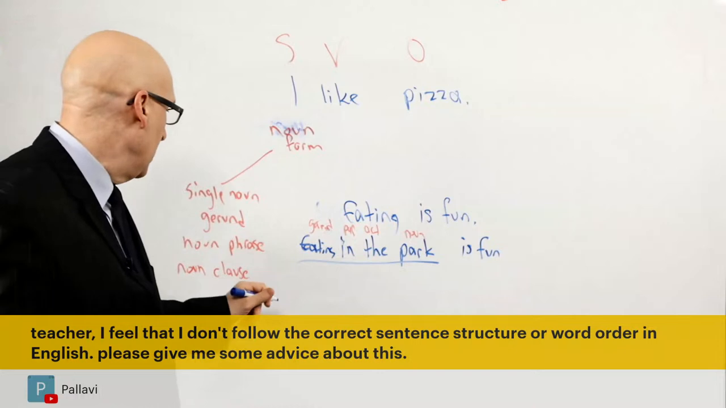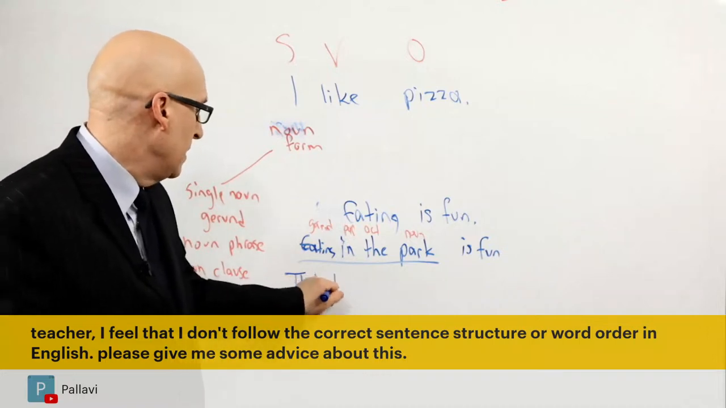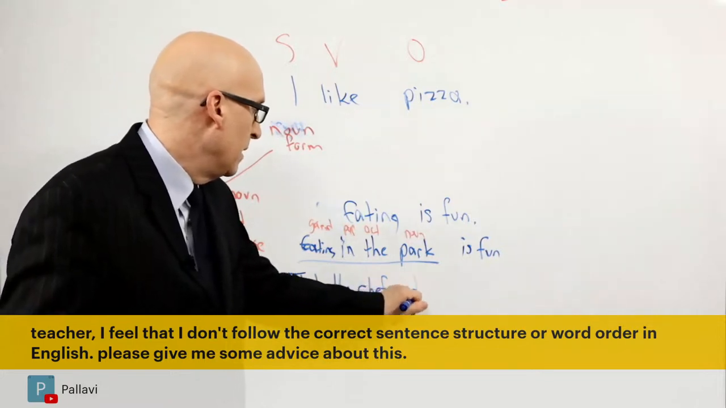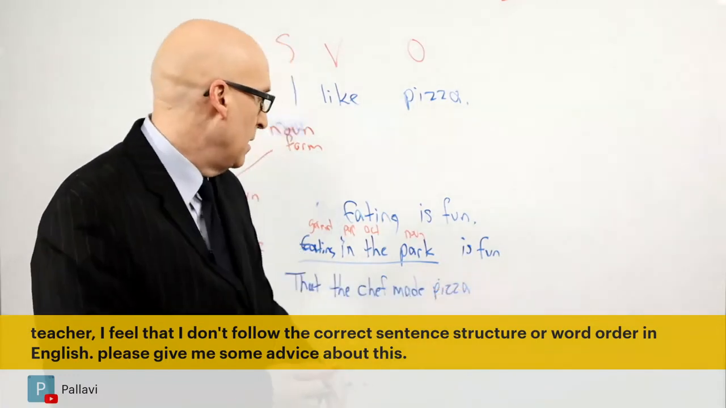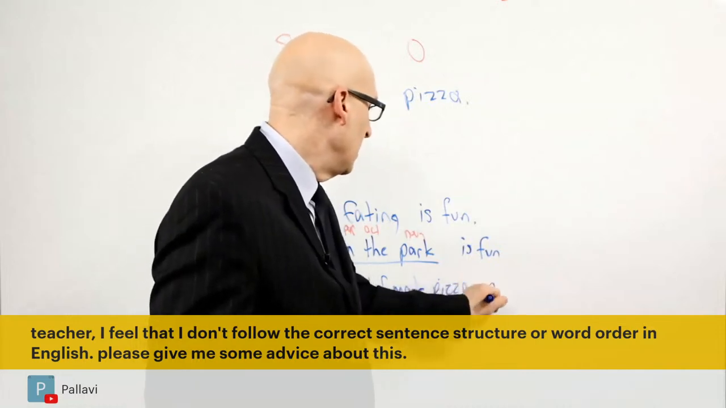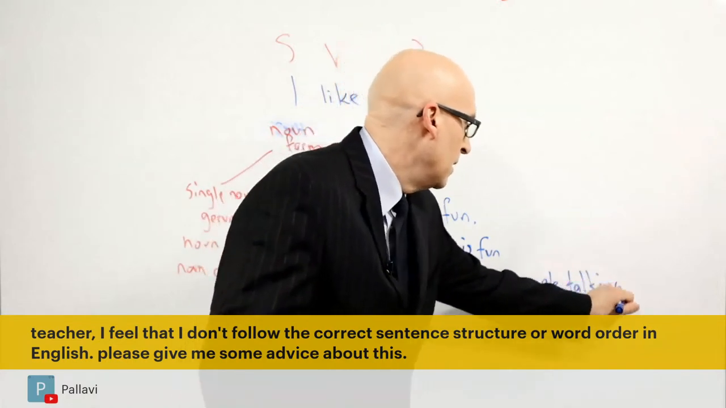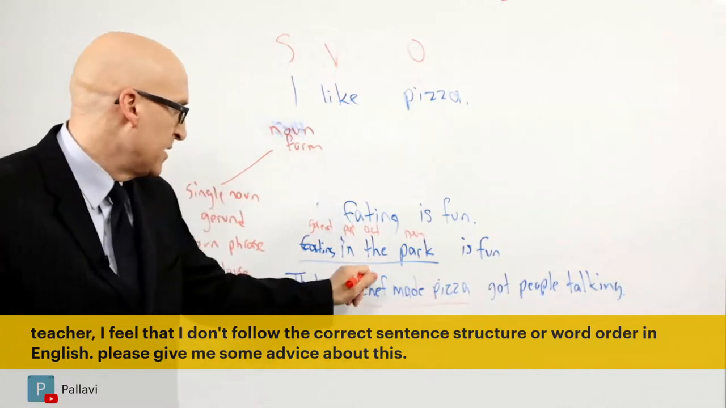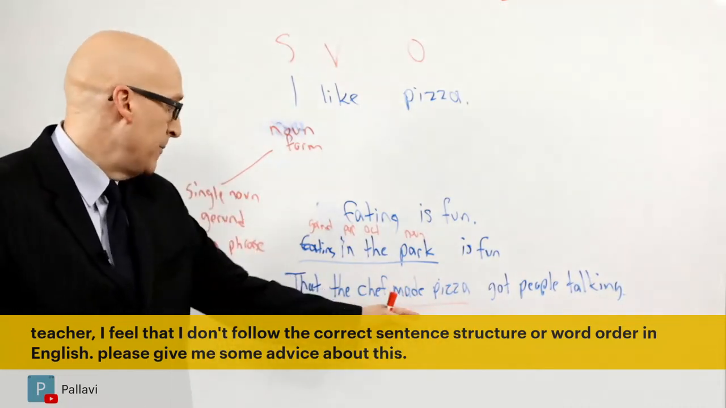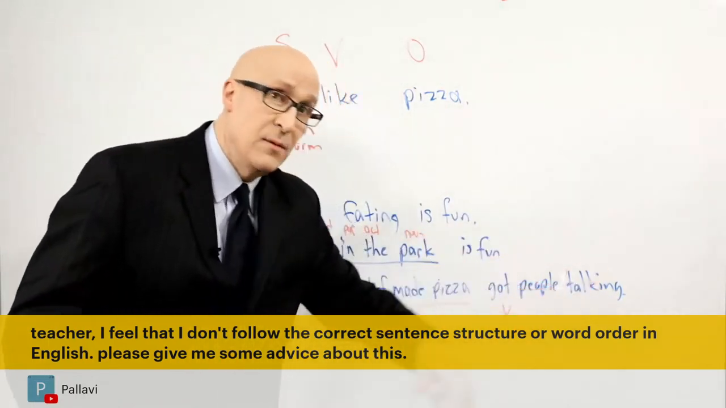So for example, that the chef made pizza got people talking. It's a longer sentence. But this whole clause, and it's a clause because we have a subject and a verb inside it, this whole thing is now the subject. It's a whole idea. That the chef made pizza got people talking, right? And now there's the verb, and there's the rest of the sentence.